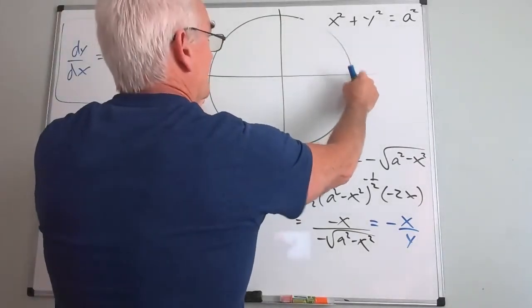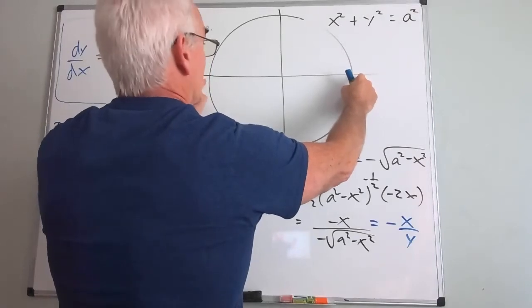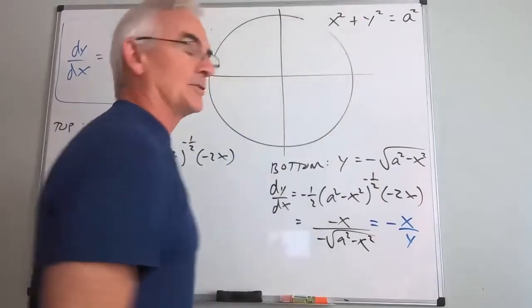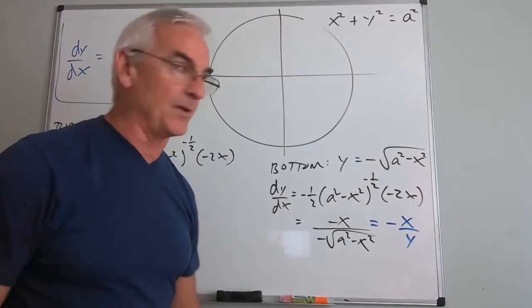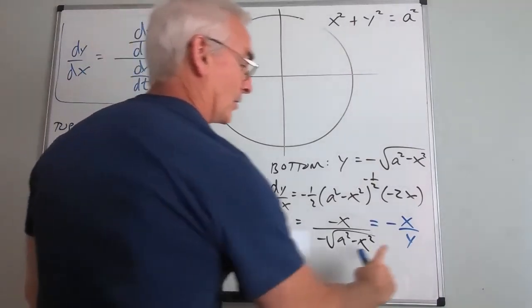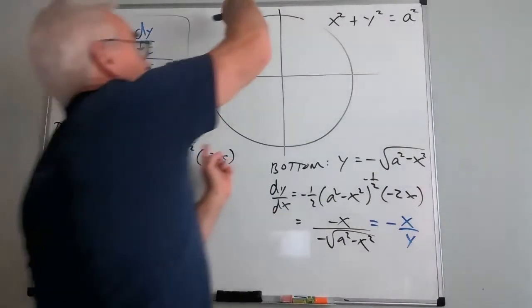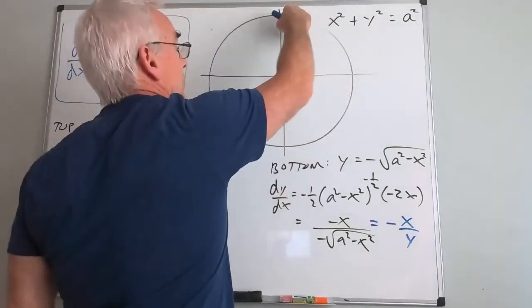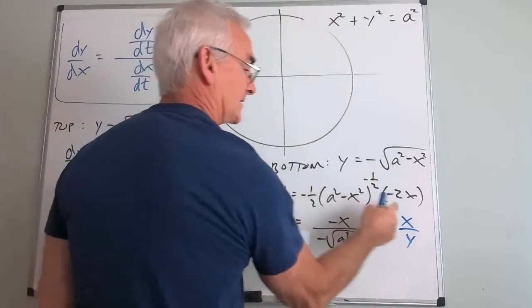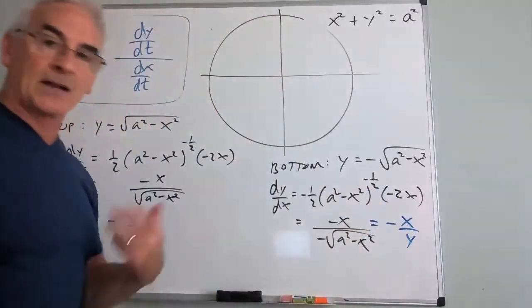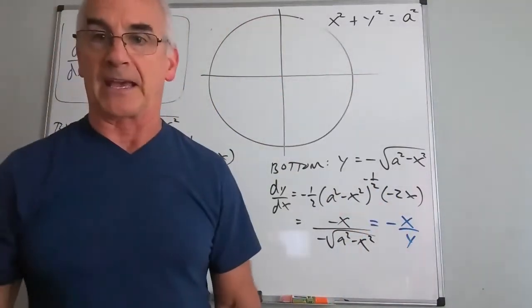Here, at this point, a comma 0, and this point, negative a comma 0, I have vertical tangents. So my slopes should be undefined. At a comma 0, my y value is 0. Aha, y value is 0. And how about here? Here at 0 comma a and here at 0 comma negative a, when x is 0, I have a slope of 0. So that agrees with the obvious just looking at it.